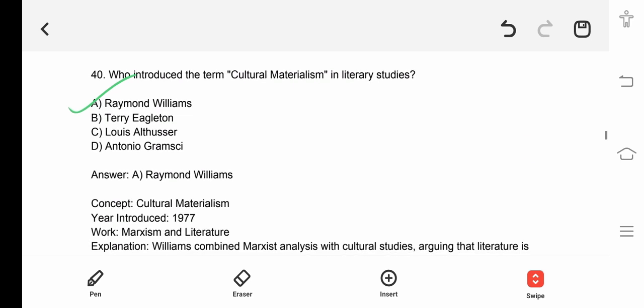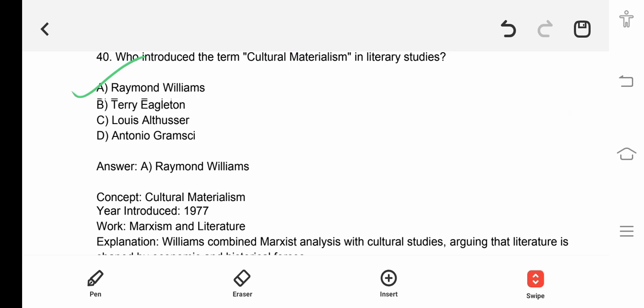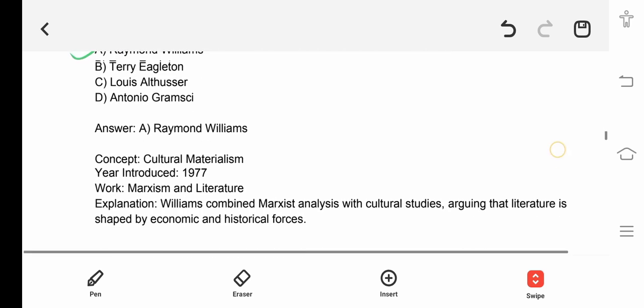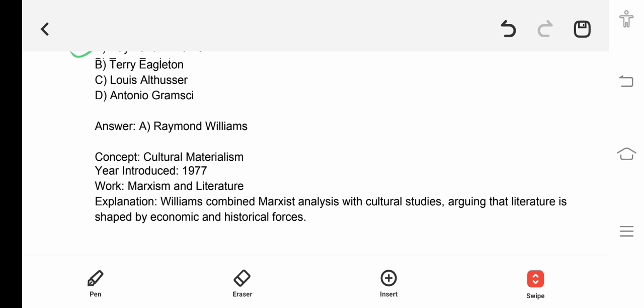You must be familiar with this concept, cultural materialism. When we study literary theory or literary studies, we go through all the concepts and writers. Cultural materialism was introduced in 1977 in the work Marxism and Literature. Williams combined Marxist analysis with cultural studies, arguing that literature is shaped by economic and historical forces, the way Karl Marx argued. That means literature reflects our history and our current situation, and it is also shaped by economic phenomena. So this is the significance of this concept.